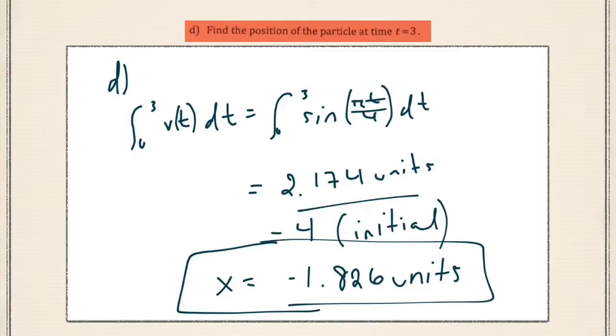For part D of the problem, we have to find the position at t equals 3. To do that, we just take an integral from 0 to 3 of the velocity equation. What you get is 2.174 units, and the initial condition is x equals -4 units. So you add that to what you get from the integral, and you get the position of -1.826 units, which means the particle moved 1.826 units to the left.